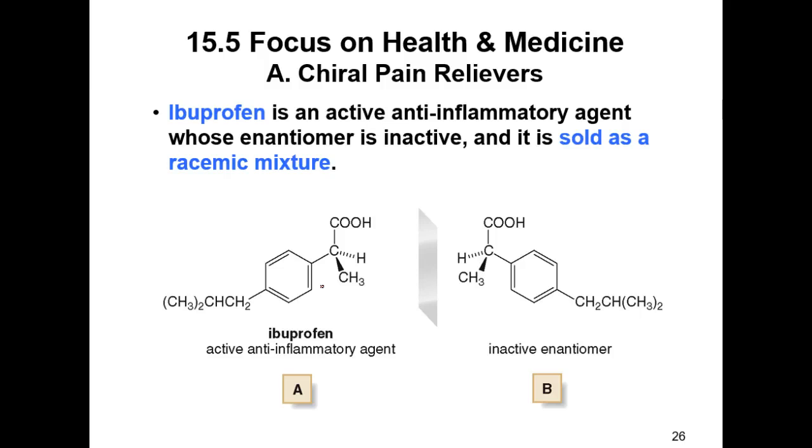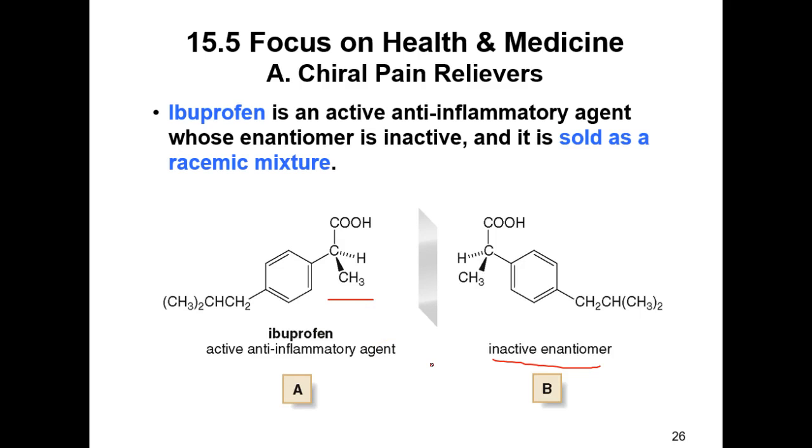So here it is. Ibuprofen was the one. Ibuprofen, obviously, you take for pain killing. It's also really good as an anti-inflammatory. It's sold as a racemic mixture because one enantiomer is completely inactive inside our bodies, but the other enantiomer is the anti-inflammatory and the painkiller.